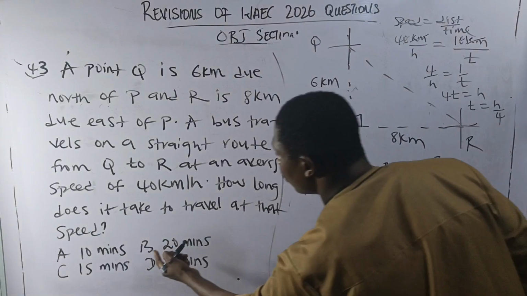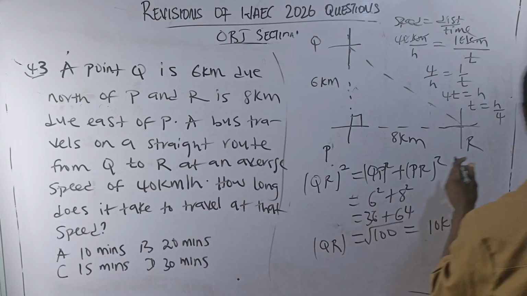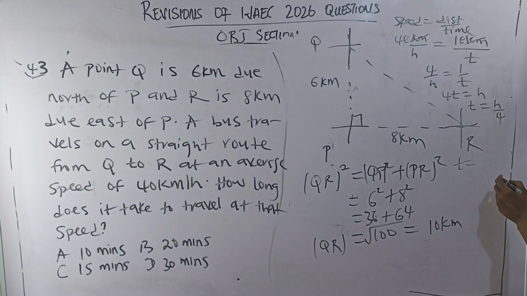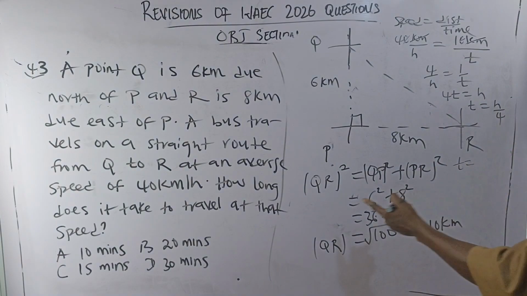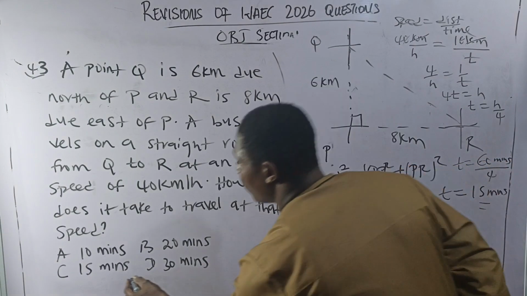But the time was given in what? Minutes. So time therefore will be equal to hour. Since I'm converting to minutes, 60 minutes is equal to 1 hour. So I'll have 60 minutes all over 4. And my time will be equal to 15 minutes. So we have 15 minutes as the time it takes to travel at the speed of 40 km per hour.